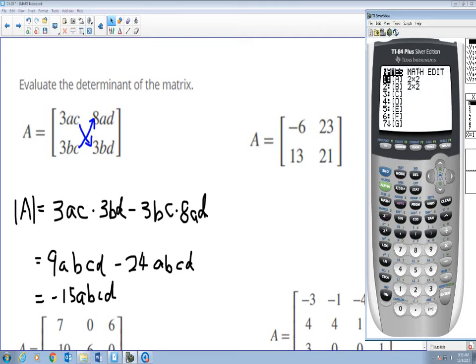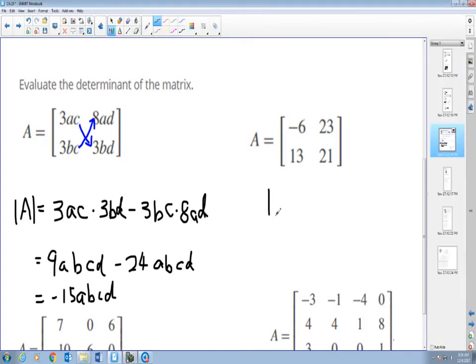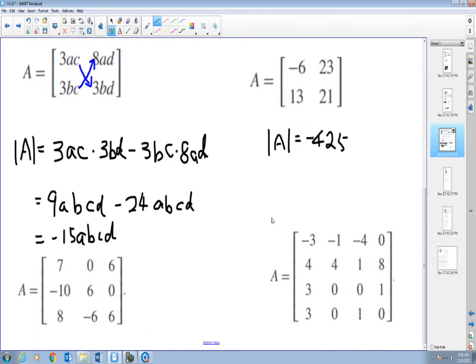Go back to the matrix. Go to math. And this time we'll look for number 1, DET, determinant. Go back into the matrix and choose number 1. The determinant of my matrix A is negative 425. Okay. So how they figure it out is take this one times that one minus this times that. That will give me my answer.